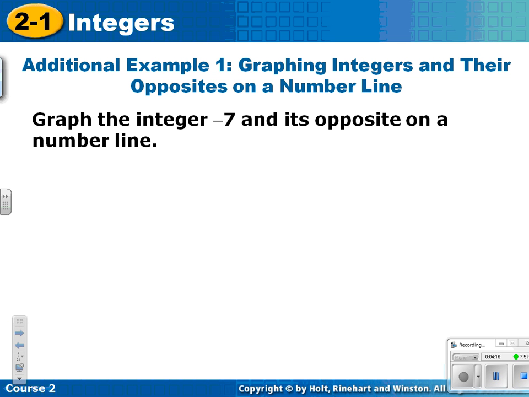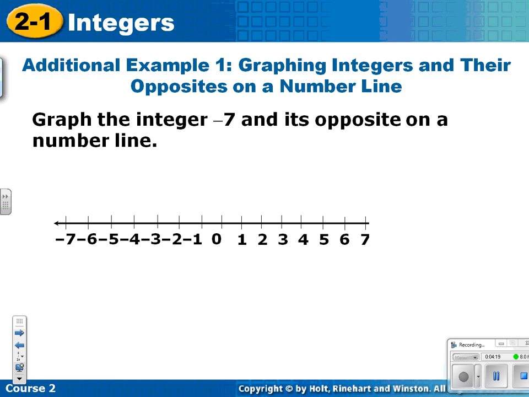Graph the integer 7 and its opposite on a number line. This is what you're going to have to do for your homework. No joke. Negative 7 and its opposite. So what is the opposite of negative 7? Done. Okay.